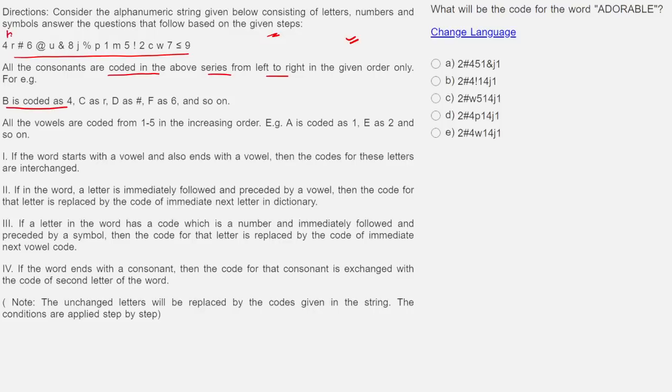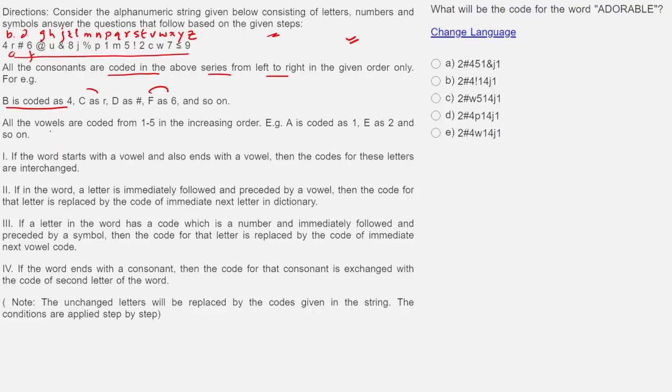Okay, so this is B. Then C as R. Okay, C. D as this hash. E is not a consonant, so leave that. F as 6, right? So B, C, D, E is gone. F, this will be G, H, I will not be there. J, right? K, L, M, N, O will not be there. P, Q, R, S, T, U will not be there. I'll have V, yeah, W, X, Y, and Z. These are the consonants basically.